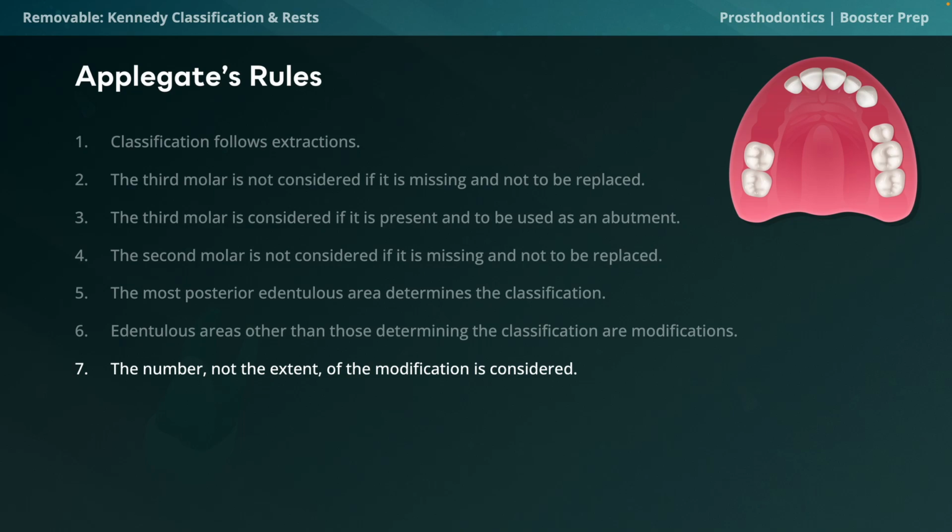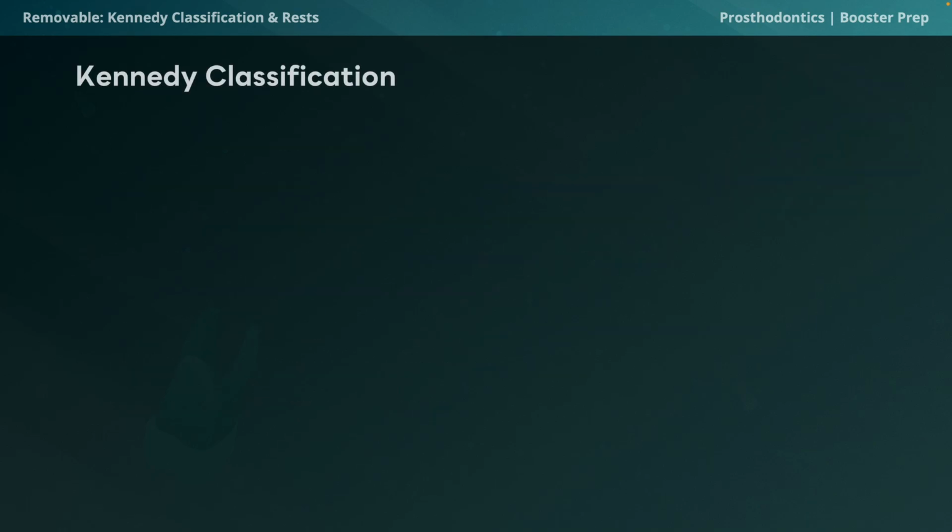And finally, rule number 8, there are no modifications in Class 4 arches because a Kennedy Class 4 only has one edentulous area. And that should make sense because if there were an additional edentulous area posteriorly, then rule number 5 tells us that it will take precedence in determining the classification. Alright, now that we've gone over Applegate's rules, let's classify some arches together.